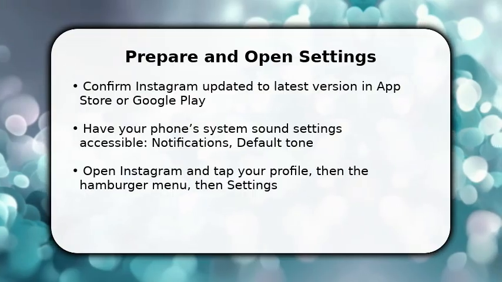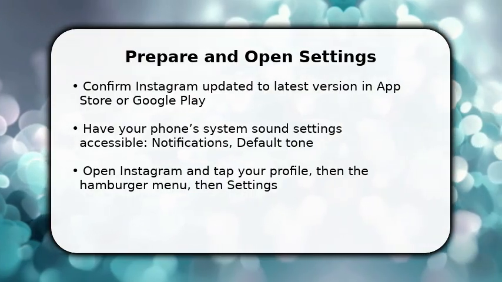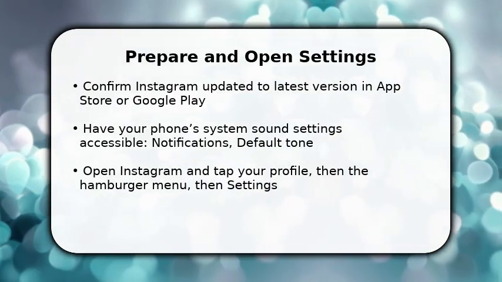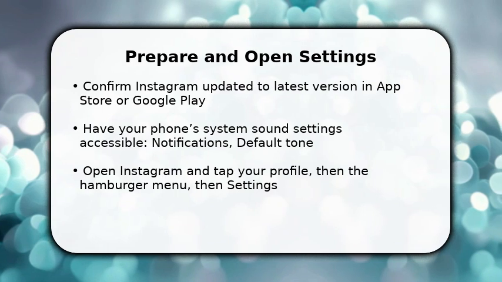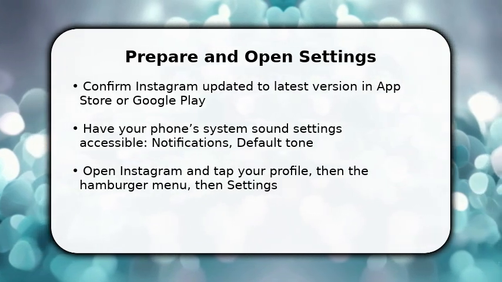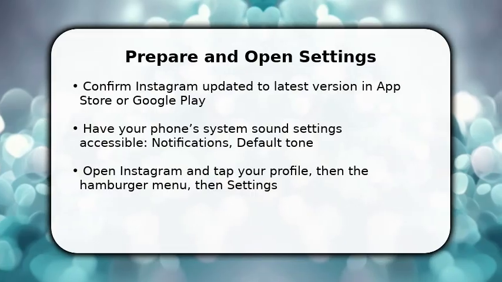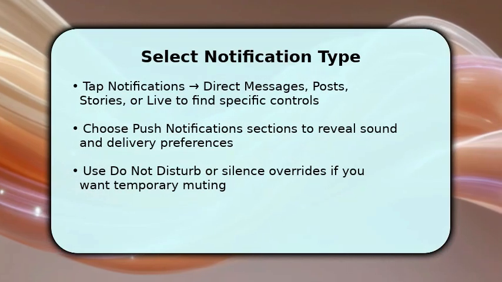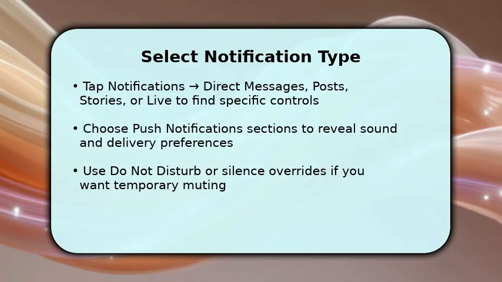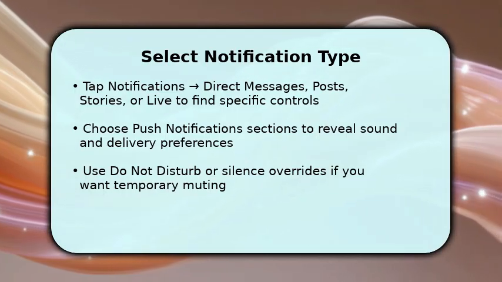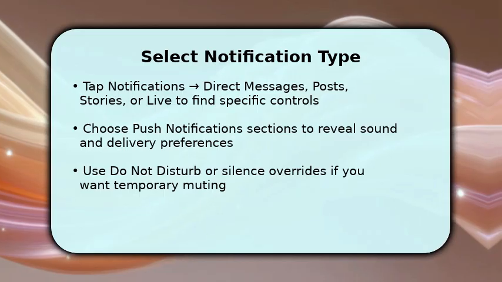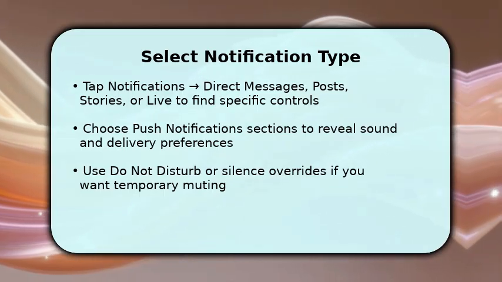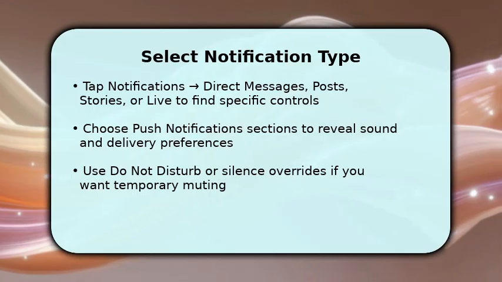Now tap Notifications in Instagram settings to access message, story, and live alerts. Proceed deliberately. Missing permissions is the most common blocker. Once in Notifications, choose the category you want to change: direct messages, comments, or live. Tap that category to see granular options. Instagram surfaces push notification toggles, and on some platforms, sound choices.